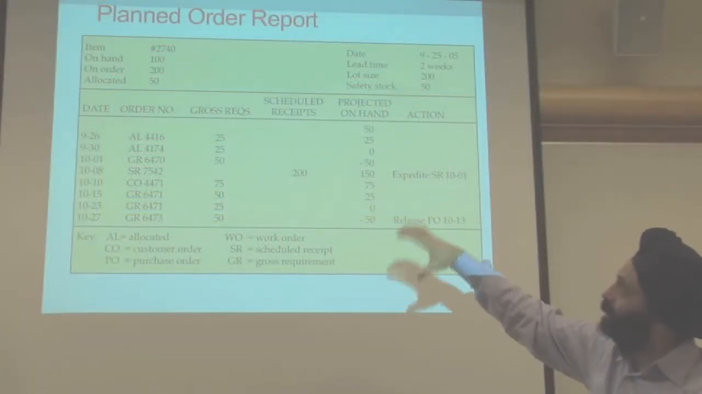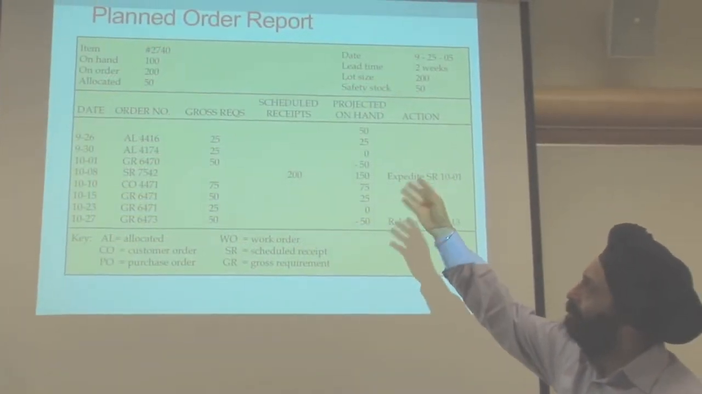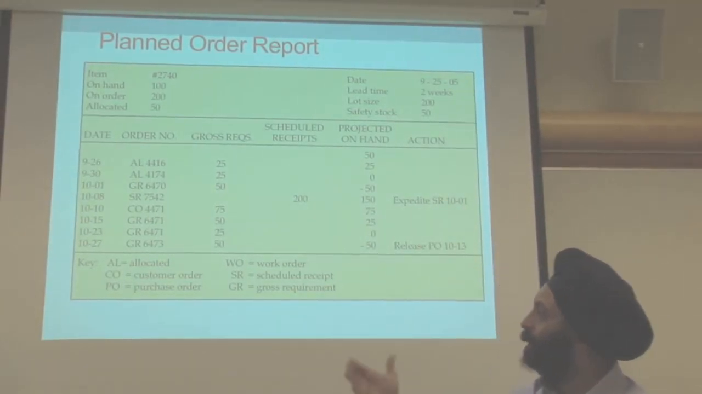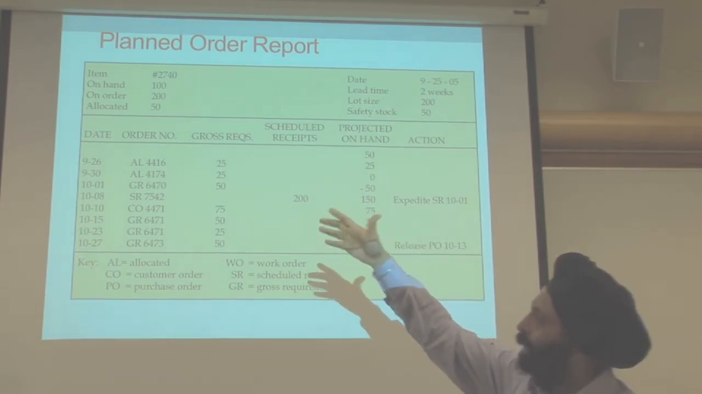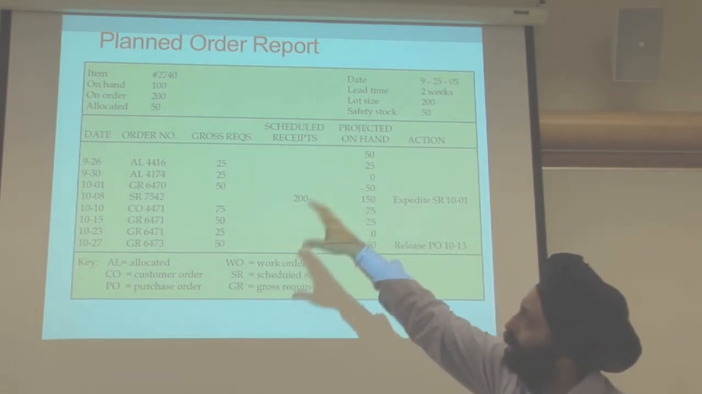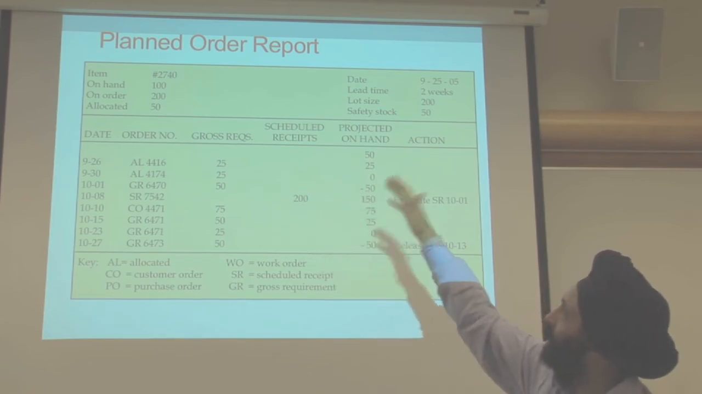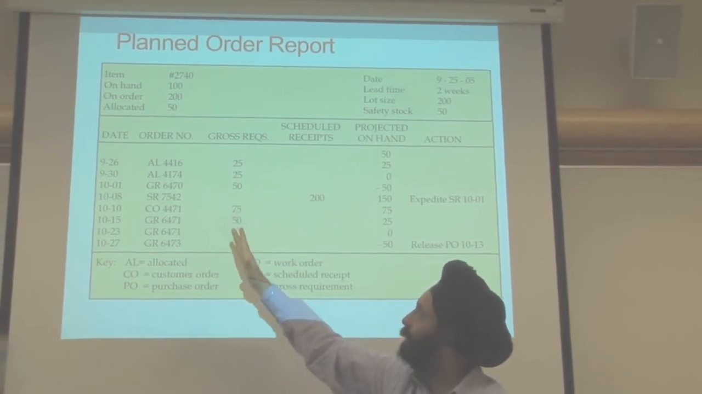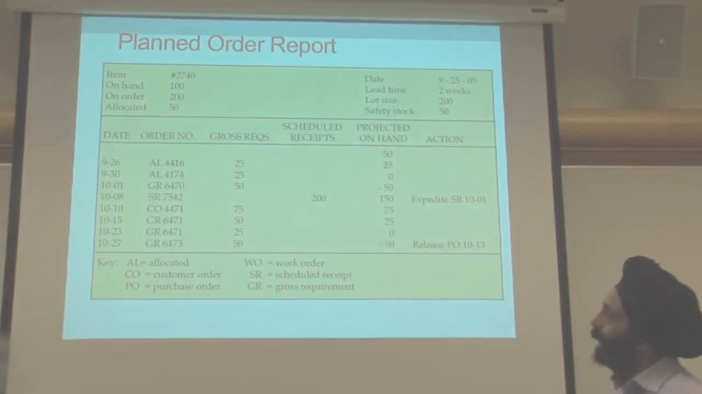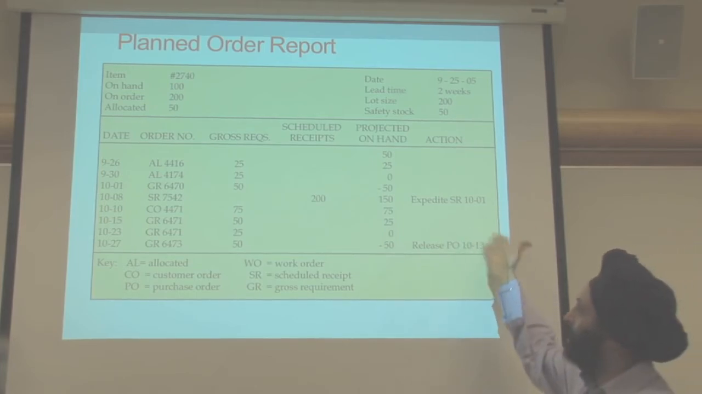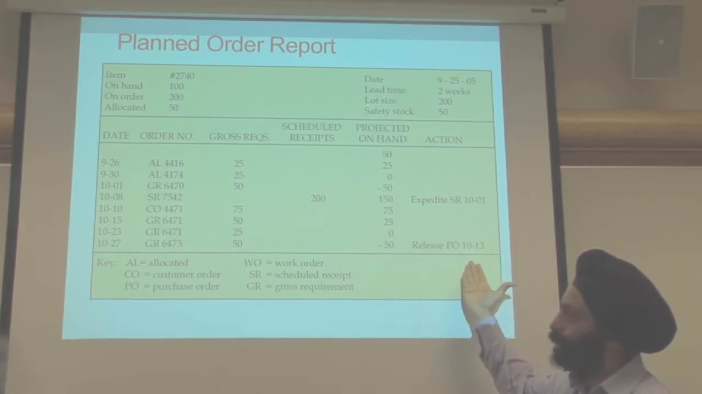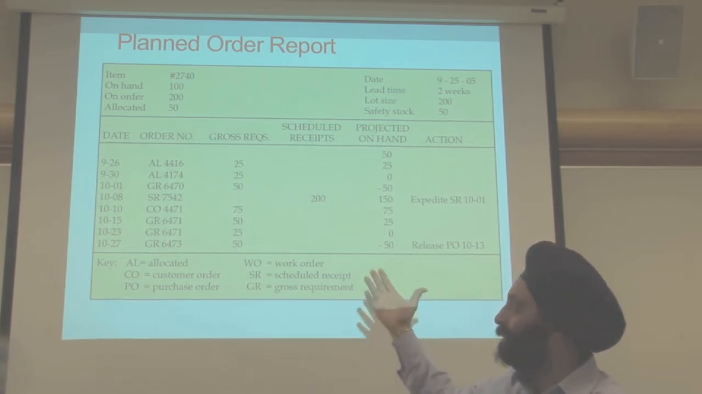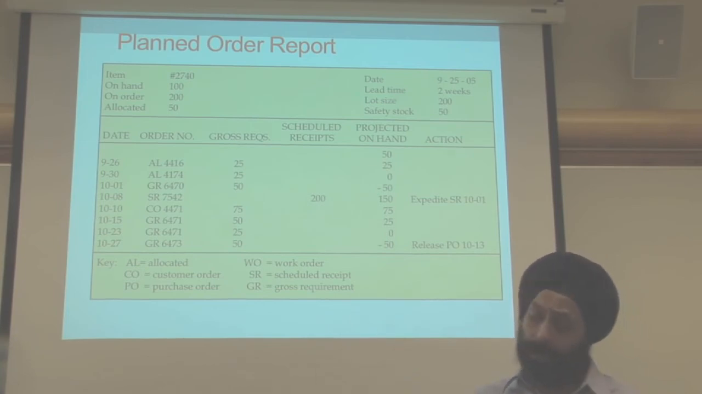Moving on, this is exactly an example of how a planned order report will look. I already showed you how the calculations come about, but you can see exactly in industry, it'll be indicated by what is on hand, what is on order, allocated, etc., and what the gross requirements are based on the various dates and order numbers, scheduled receipts, and projected on hands that indicate action needed, whether it's to be expedited or to release a new purchase order. So those basically are coming from the MRP chart. So this is an example of an actual planned order report that will be generated.